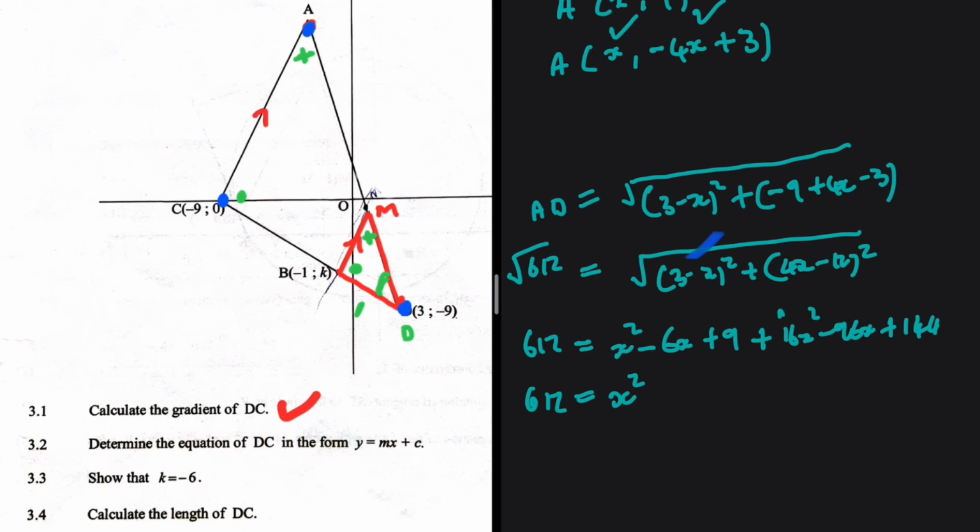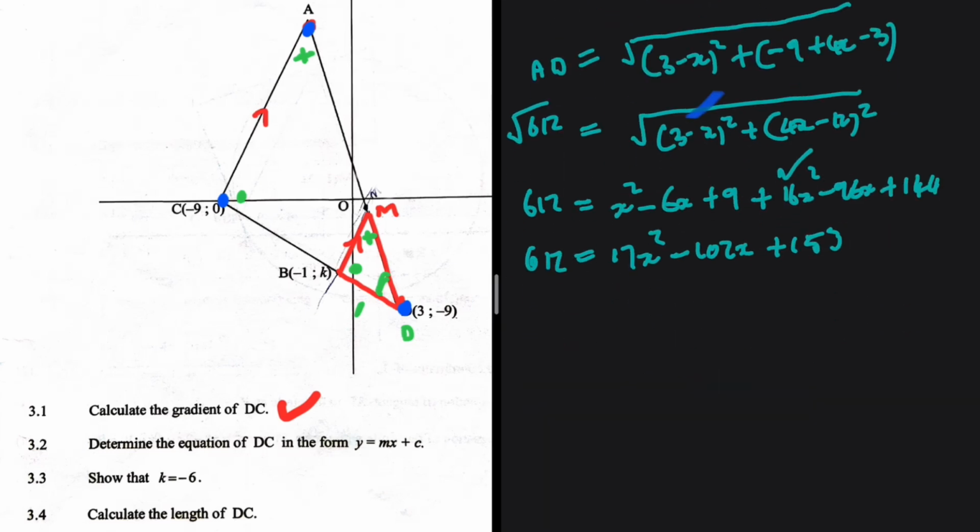Oh, well, we have 16 here. It's 16 there. So let's write that as 17x squared and add those two. And then minus 6x minus 96x. So 96 plus 6, that is 102. So we have minus 102x. And then 9 plus 144, that is 153. So we have plus 153. And then we take 612 to the other side. Okay, so 17x squared minus 102x plus 153.